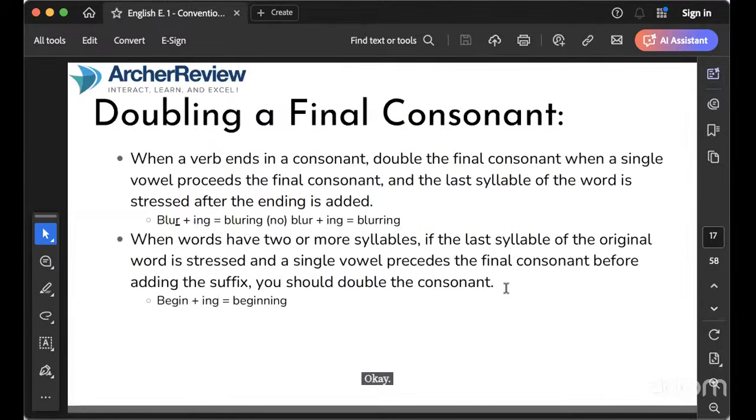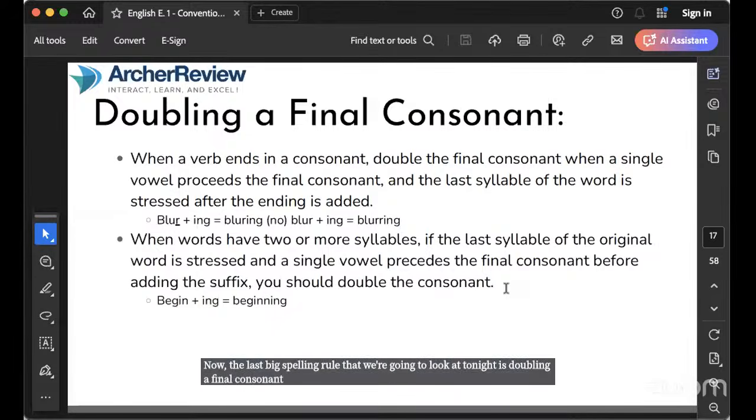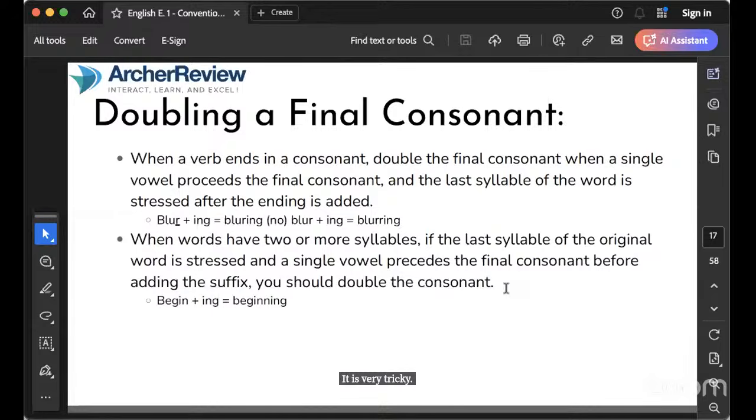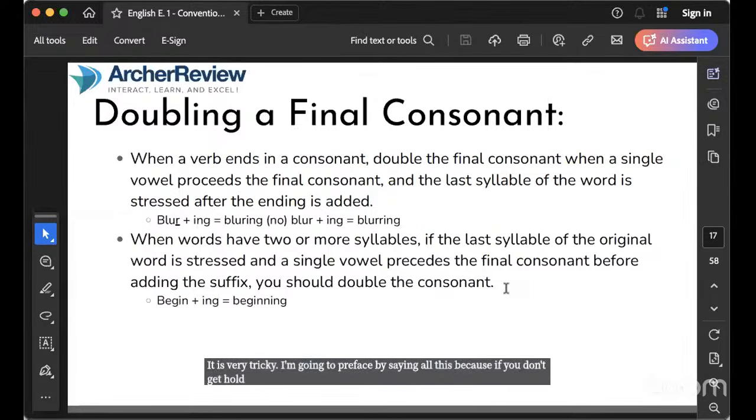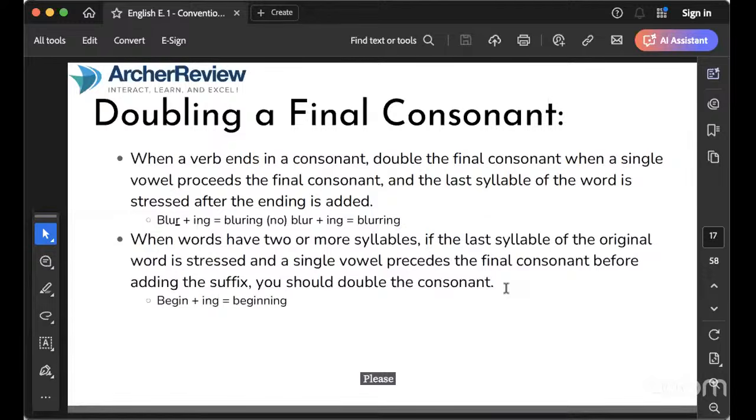Now the last big spelling rule that we're going to look at tonight is doubling a final consonant. Now this one is very complex. It is very tricky. I'm going to preface by saying all this because if you don't get hold of this tonight and you don't get the hang of it, please do not berate yourself, because this one is a very tricky rule. This one takes a lot of practice.